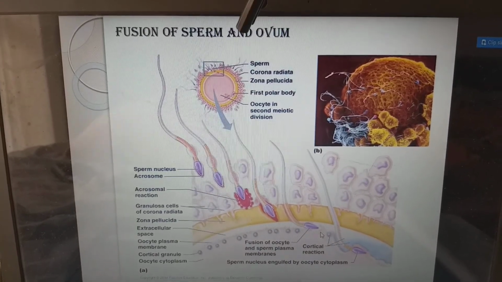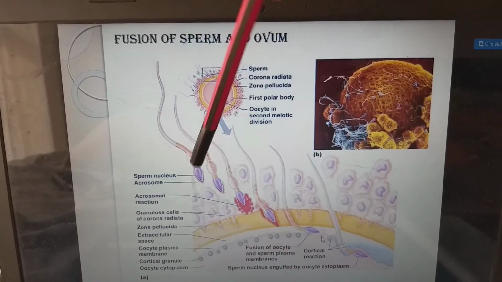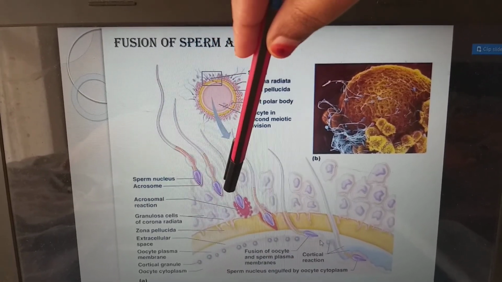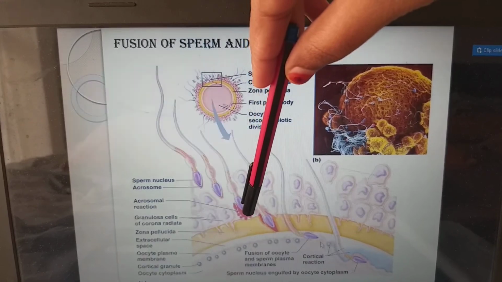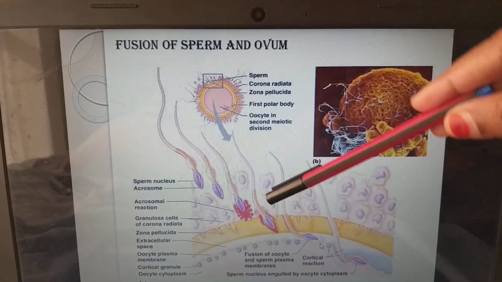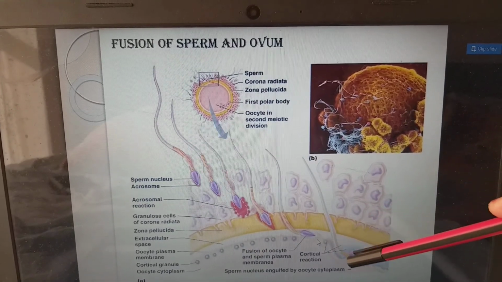In these phases you can see the acrosome, sperm, nucleus and acrosome. In this phase, this is the acrosomal reaction. So we have the hyaluronidase enzyme. Now the penetration leads to zona pellucida penetration, and finally it enters the cytoplasm.